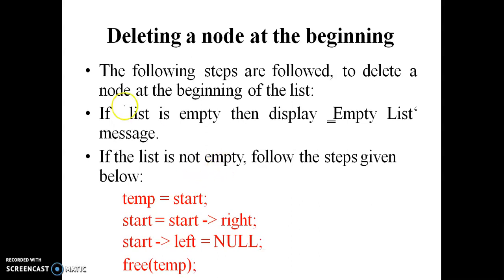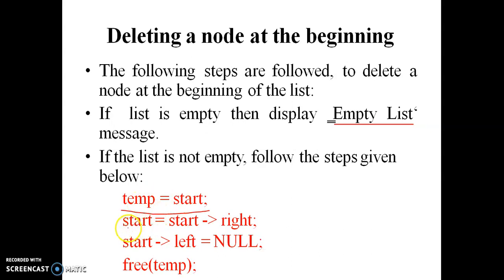For that we write code as follows: if the list is not empty, only then can we proceed with our code. If it is empty, then we show the message "empty list". If it is not empty and has some nodes, then first we take temp equal to start, that is, we assign the starting node address to temp.